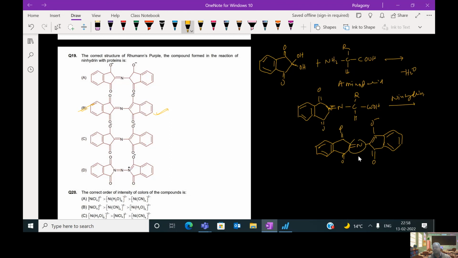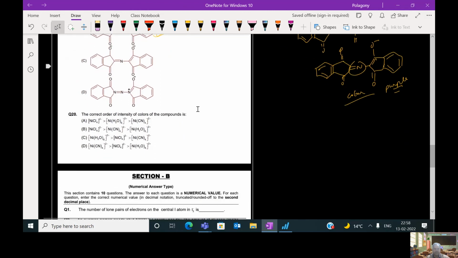Because of the carbon-nitrogen double bond, it will give the purple color. Right, so this is that question, and the last question in this paper is the 20th question.